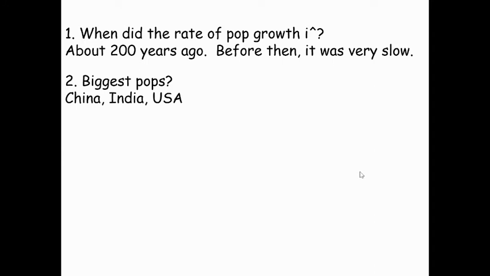Biggest populations: China, India, and USA in that order. There's a huge disparity between India's population and the United States. India is about 1.4 billion with a B, and the USA is about 326, 327 million. So easily, India's population is about 4 times that of the United States.